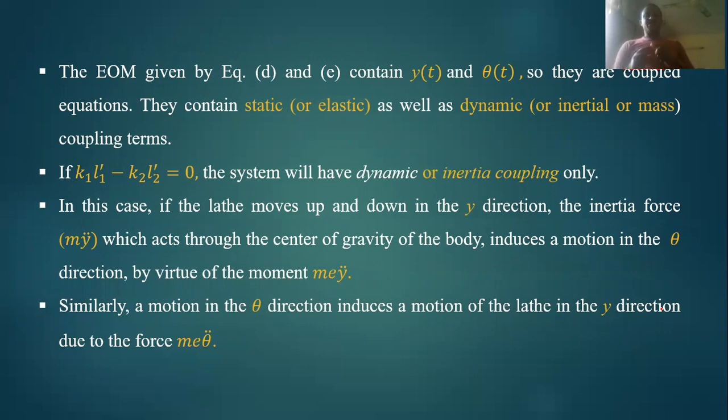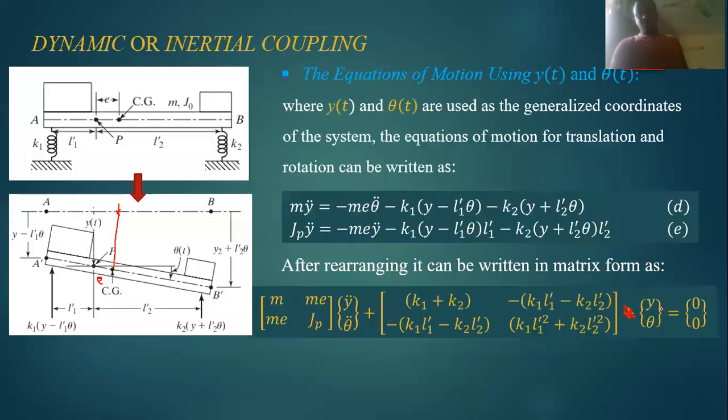The static coupling is due to the presence of K1 L1 minus K2 L2, which is not equal to 0. If we uncouple the static equation, then we are left with only the dynamic or inertial coupling. Inertial coupling means that M e y double dot is the inertial coupling part.